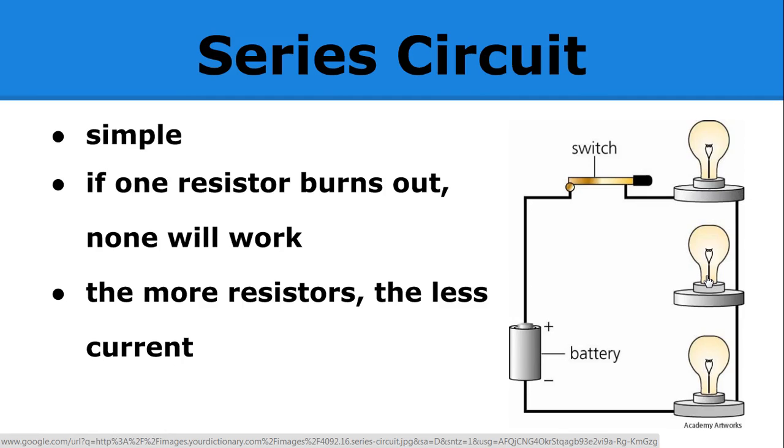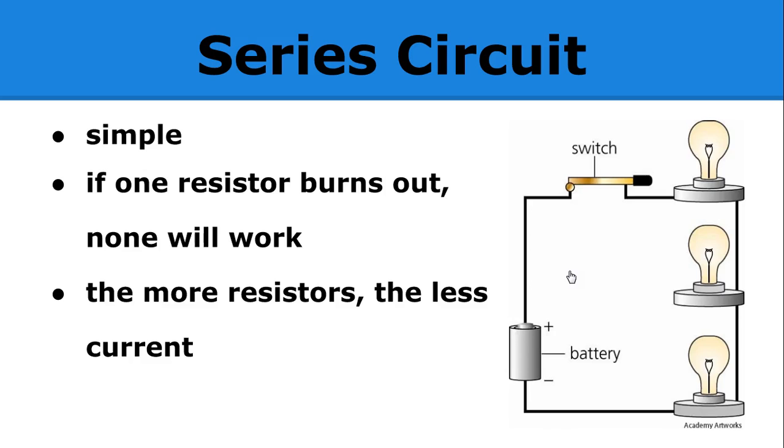Another thing is, the more resistors you have, for example in this one the more light bulbs you have, the less current. So the bulbs further along are going to be less bright. Those are some of the disadvantages of a series circuit.